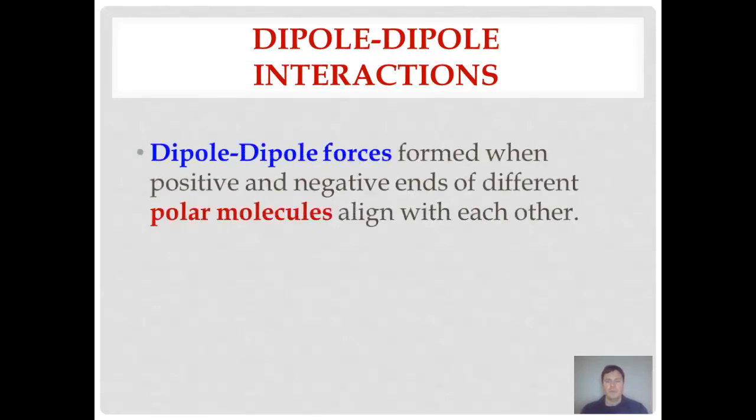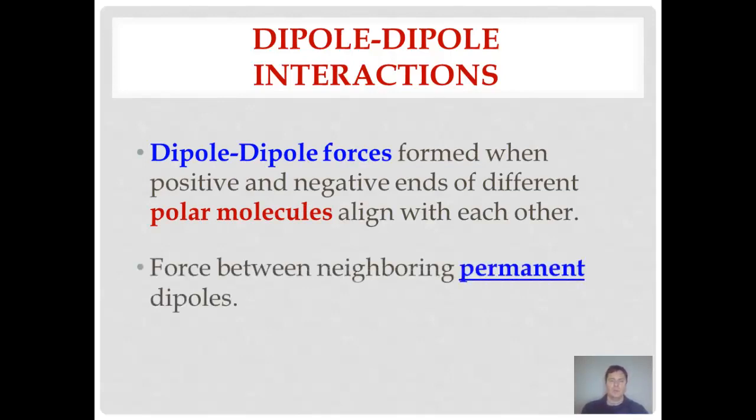The second type is what we call dipole-dipole. And these are formed when the positive and negative ends of different polar molecules align with each other. The important thing to remember is that it's the force between neighboring permanent dipoles. So these aren't caused by the shifting of electrons like the dispersion forces. These are permanently polar. So they're a little bit stronger. They're going to hold together a little bit longer.